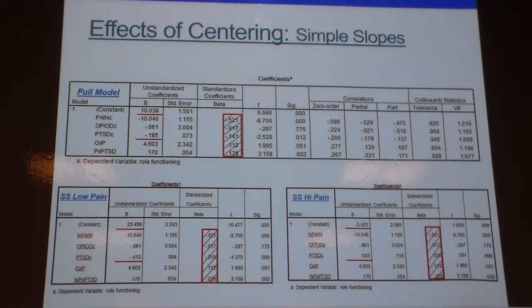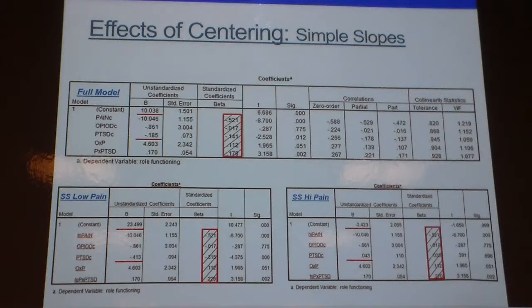Substitute in my model, I have high pain, opiate use, PTSD, high pain and opiate use, high pain and PTSD. I see everything stays identical except for my constant, which makes sense, and then my conditional effect of PTSD, right? Now we have something that's not statistically significant, right?